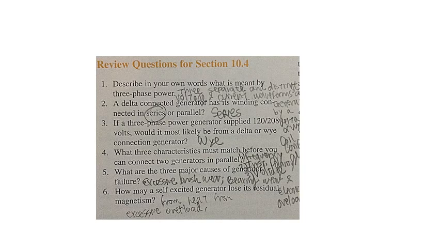Question 3, if a three-phase power generator supplied 120/208 volts, would it most likely be from a delta or Y connection generator? The correct answer is a Y configuration. Delta configuration is usually 120/240 volt, which doesn't require a neutral or a ground wire.